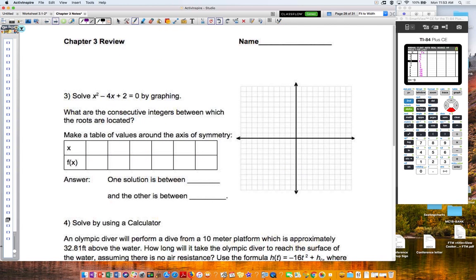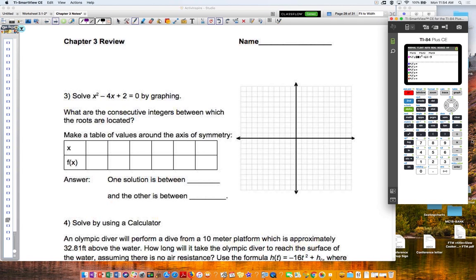Okay. All right. On the last example, or last one with the graphing part here, it says solve this one by graphing. So this one, it's asking you the consecutive integers where the roots or zeros are located. So this one's not going to give you a very nice answer. So I'm going to type it in here first. So I go x squared minus 4x plus 2. Go ahead and graph it so I get a picture of it.